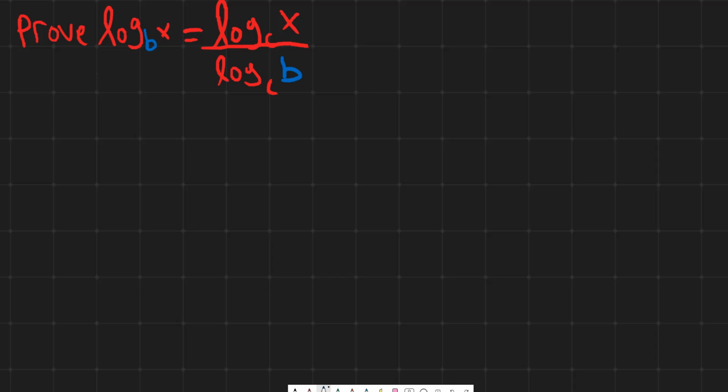Welcome to a log proof. Today we're going to prove that log base b of x is equal to log base c of x divided by log base c of b. You've probably seen this as a theorem that states we can go between logarithms just by dividing by the desired base. Nonetheless, let's get straight into it.